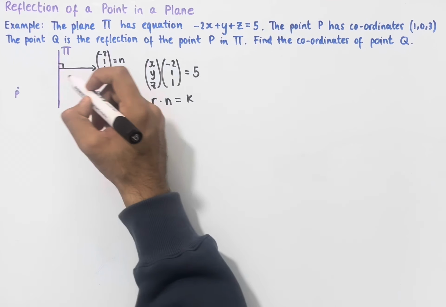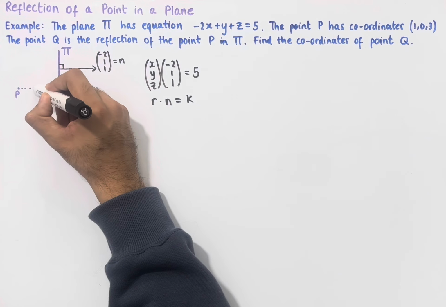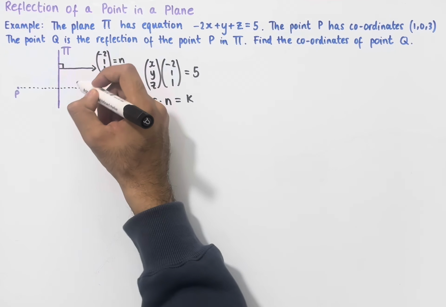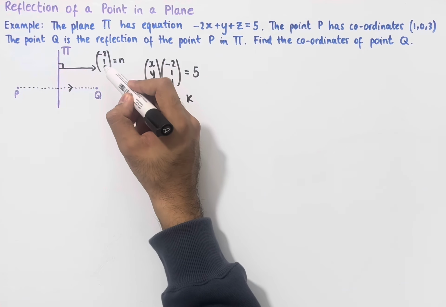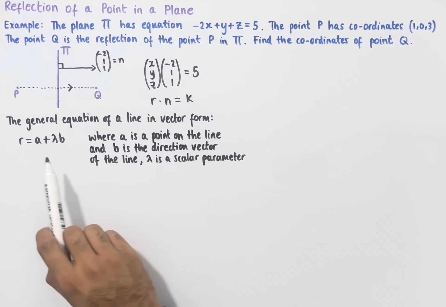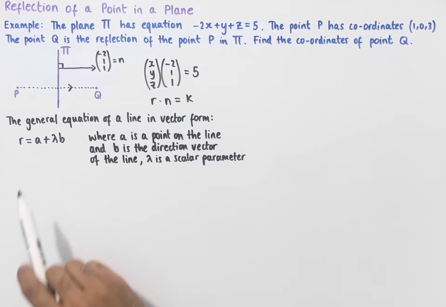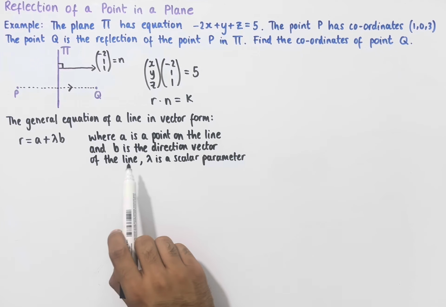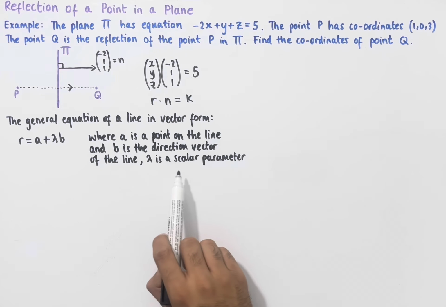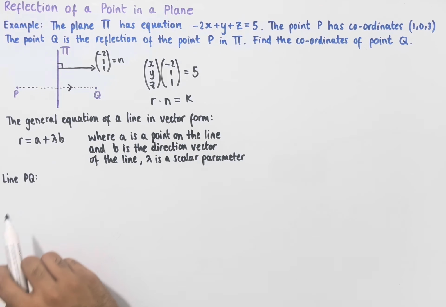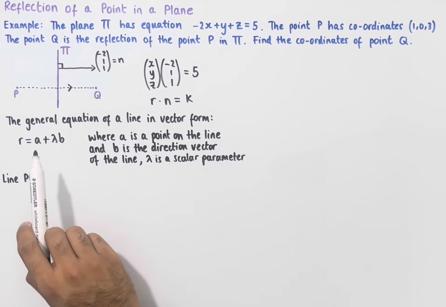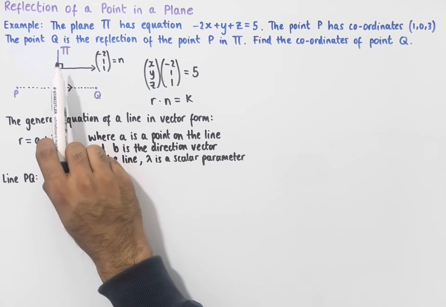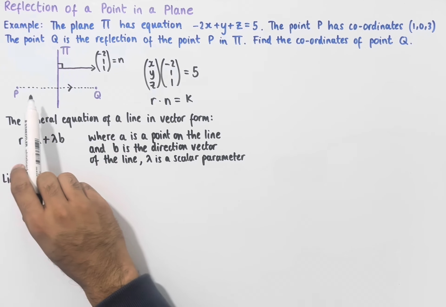Now if we connect the points P and Q, we get the line PQ. We can see that the line PQ is parallel to the normal vector to the plane, which is minus 2, 1, 1. Now the general equation of a line in vector form is given by r equals a plus lambda b, where a is a point on the line, b is the direction vector of the line, and lambda is a scalar parameter. And so for the line PQ, we can work out the equation of the line since we have a point on the line given by P, and since we have the direction vector of the line given by the normal vector to the plane, because the normal vector is parallel to the line PQ.